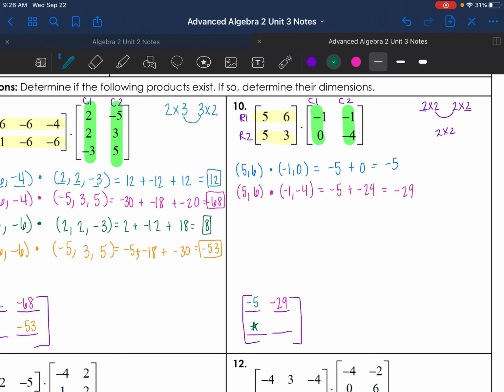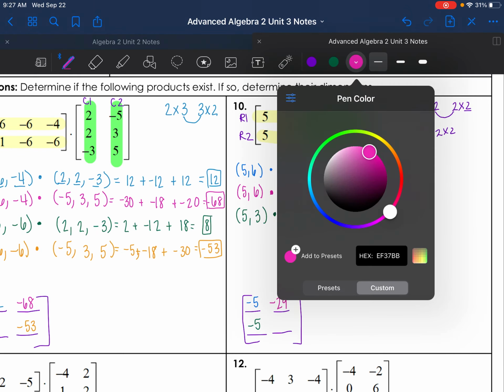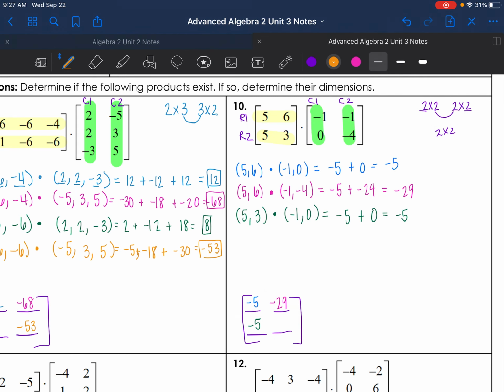All right, then we're going to go down to this element, and that element is in row 2, column 1. So I'm going to dot row 2 with column 1. We get 5 times -1 is -5, and 3 times 0 is 0. So we get -5 again. And then our last one would be row 2 dotted with column 2. 5 times -1 is -5, and 3 times -4 is -12. So we get -17.